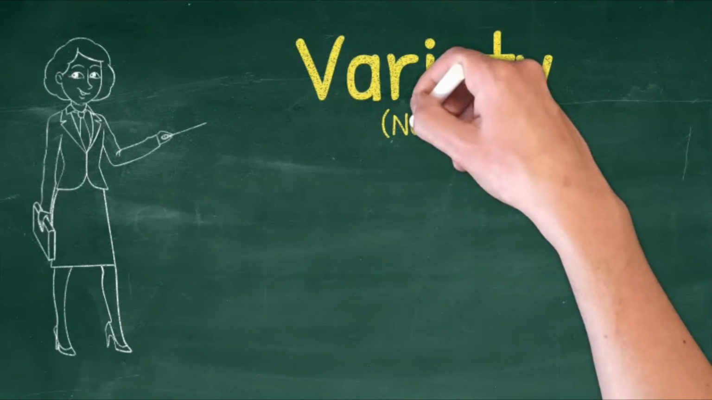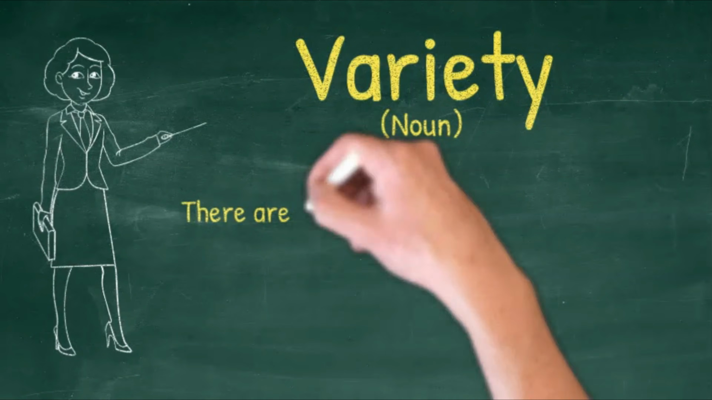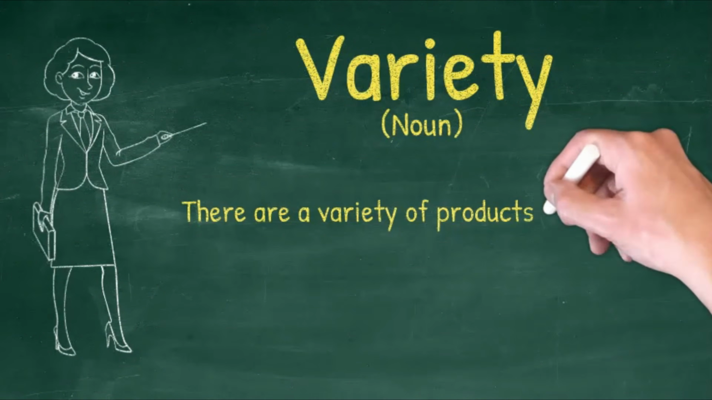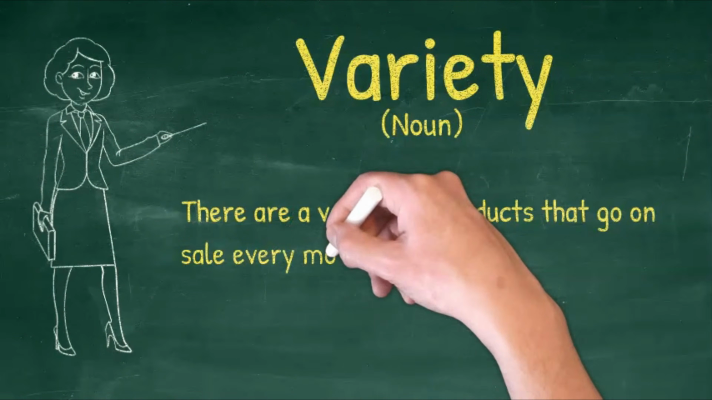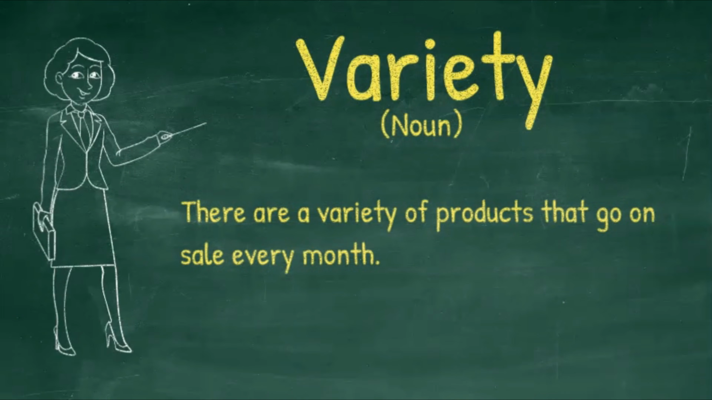And one last way we can use this word is the noun form, variety. There are a variety of products that go on sale every month. Variety means there are many types.